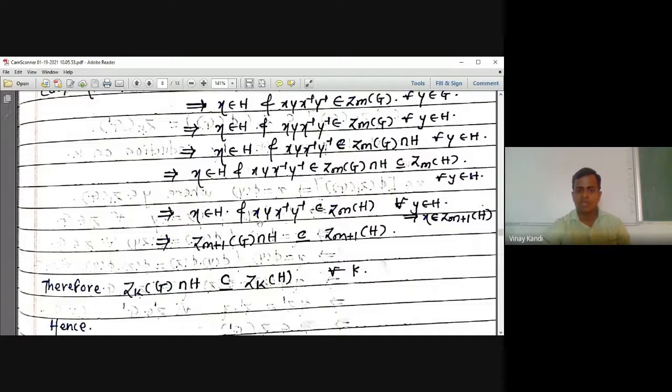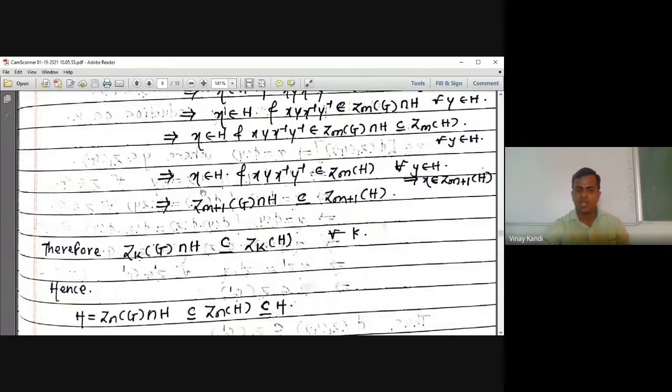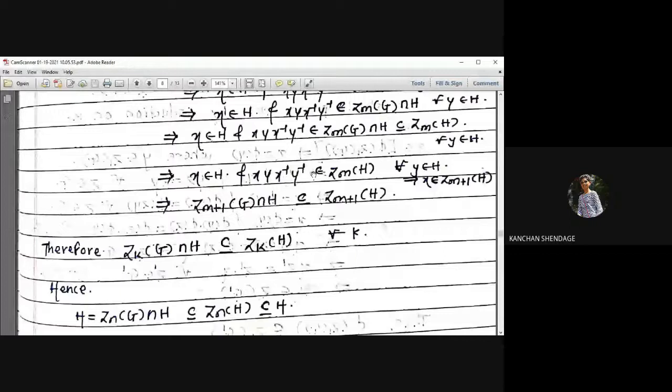या स्टेटमेंट वरून काय कळतं तुम्हाला? x belongs to H and x inverse belongs to Zm of H. For all y belongs to H, it implies that x is the element of Zm plus 1 H. This is the definition of Zm plus 1. Okay? Important. Nilpotent. So x, this is the definition.